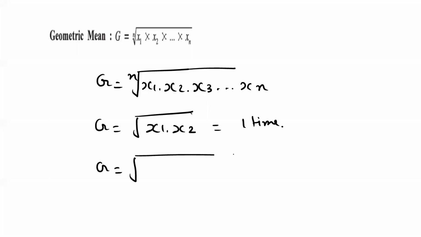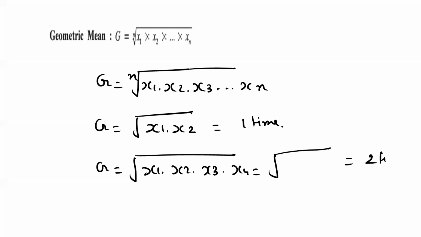If I have 4 numbers, suppose x1, x2, x3, x4, I have to take the square root 2 times. Right, because there are 4 numbers.